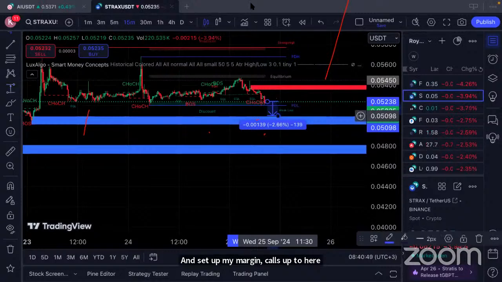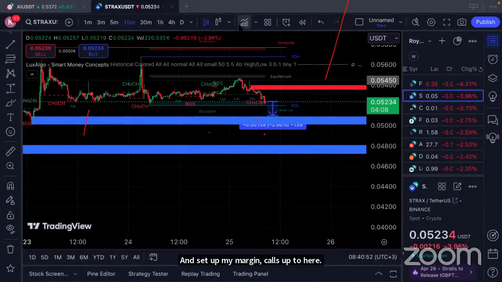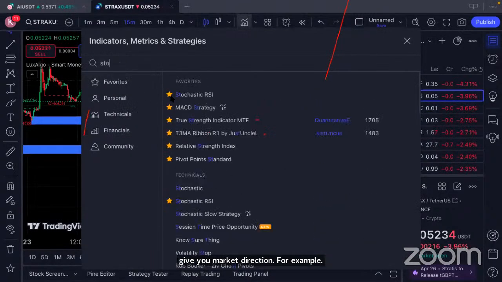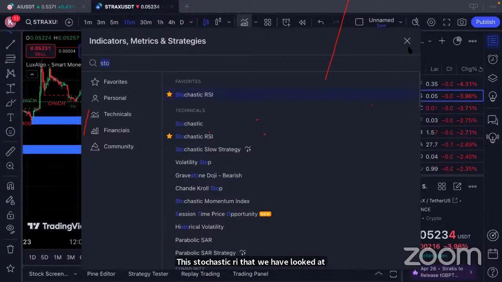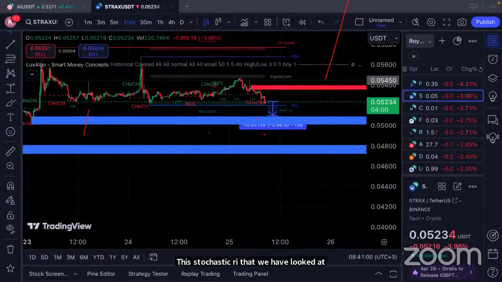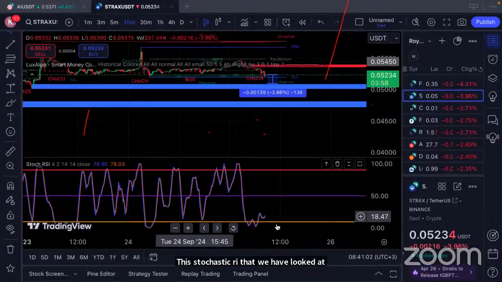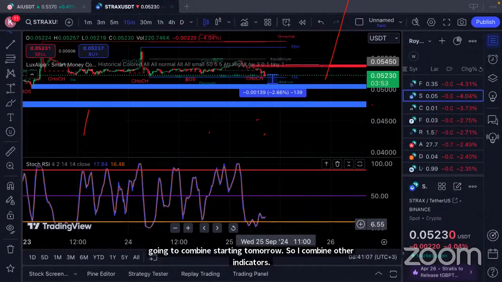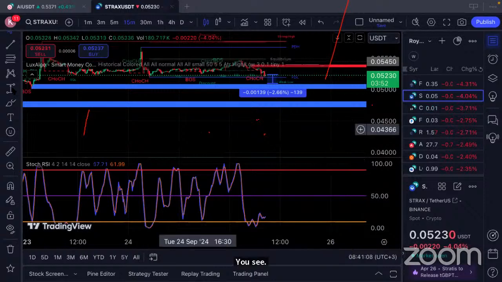Remember, in your mind, you need other indicators that give you market direction. For example, the stochastic RSI that we have looked at. These we are going to combine starting tomorrow. So I combine other indicators. Do you see? Give me one in the chat if you see. So this is a very good coin for me to trade in a 15 minutes time frame.